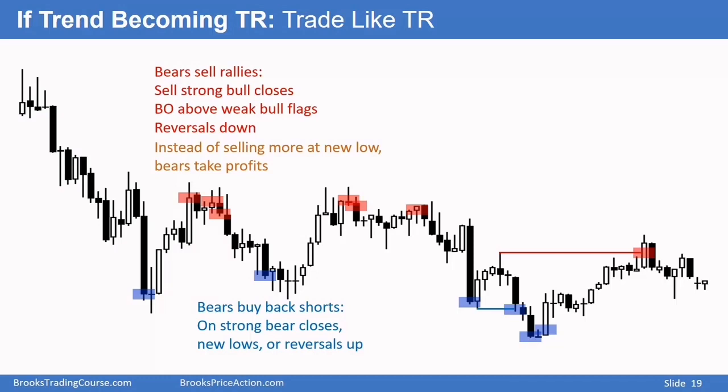They know the bears are taking profits, and they know the probability that this will become a strong bear trend is low. Remember my 80% rule. 80% of the time, if you have a trading range and you have an attempt at a strong bull breakout or a strong bear breakout, it will fail and reverse.